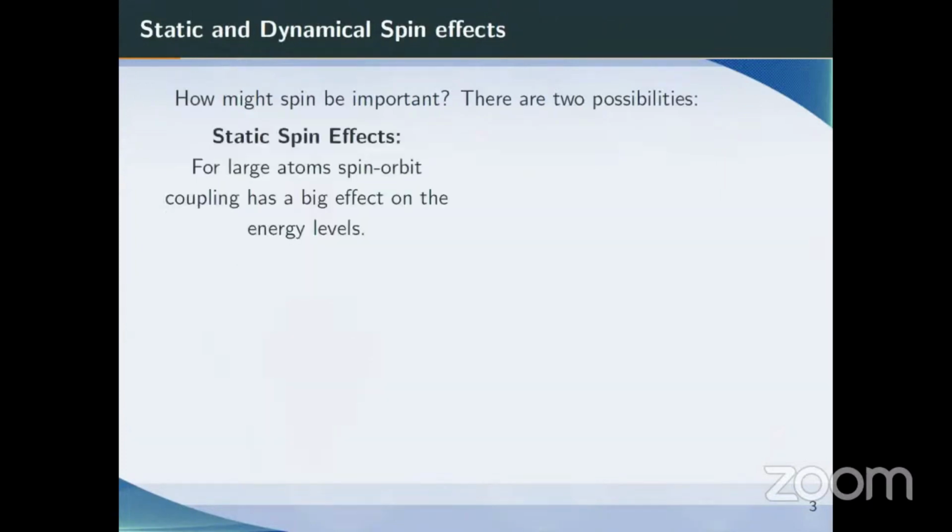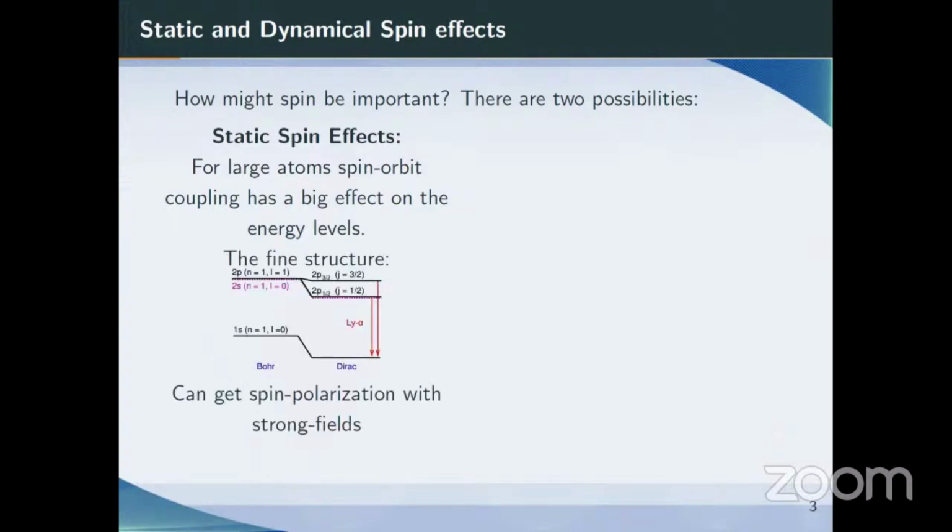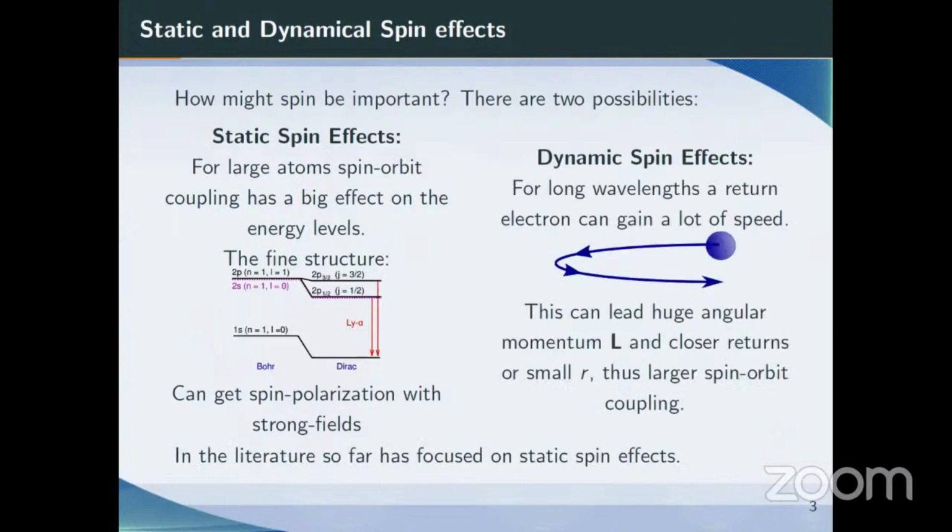First of all, I want to split the possible effects that you can get. There are static spin effects, which have had a fair amount of work looking at them. This is when you have a larger atom with appreciable spin-orbit coupling, and then a strong field laser can essentially cause spin polarization. So you can have more spin up in one energy than spin down, for example. But what I want to look at in this talk is dynamical spin effects.